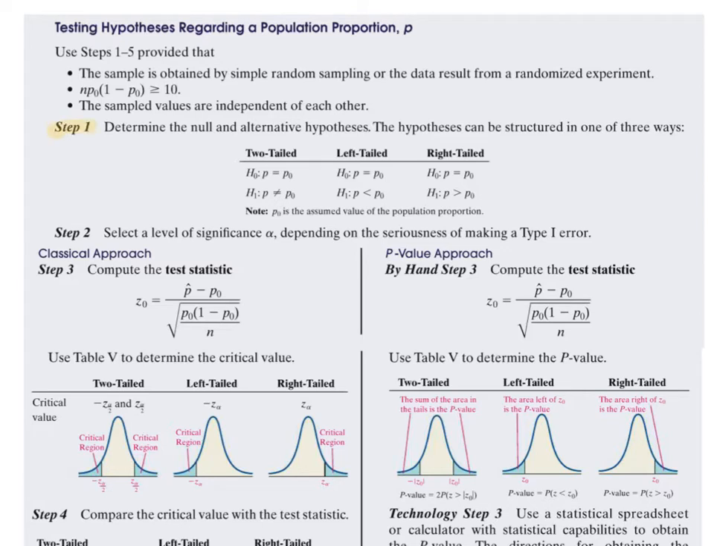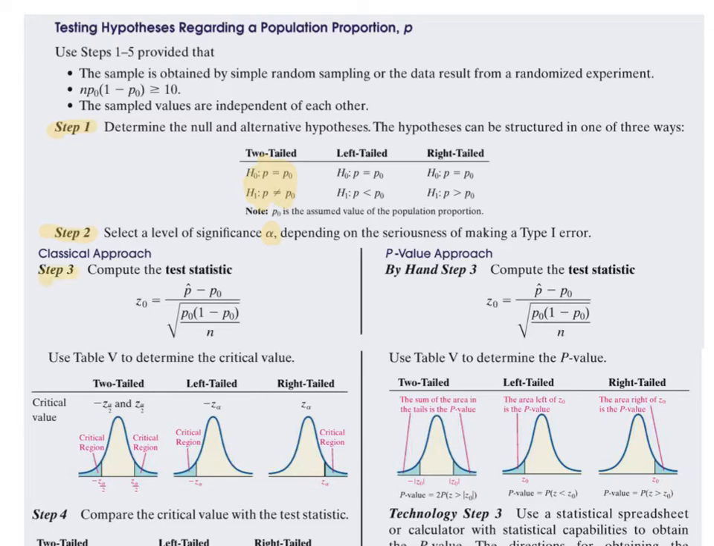Step one, we write down our hypotheses. Is it left, right, or two-tailed? We did that in the previous section, and we'll do it again in this section. Step two is our level of significance, alpha. It says select, but really we'll be given a level of significance in the homework question, the sample problem, or the test question. So we'll address that in step two.